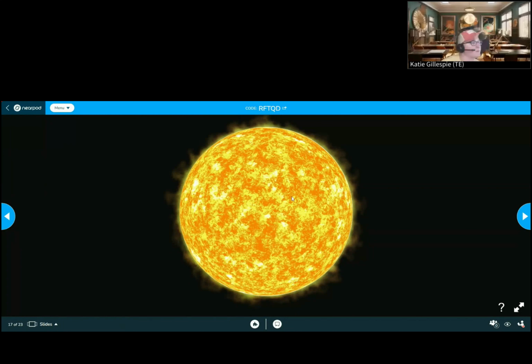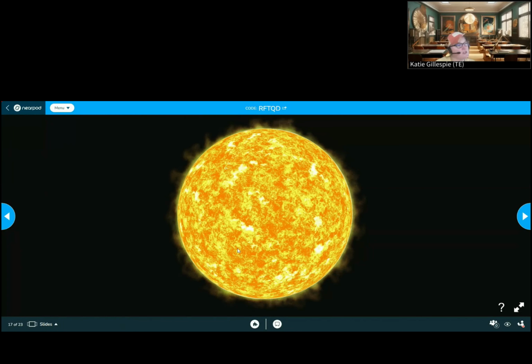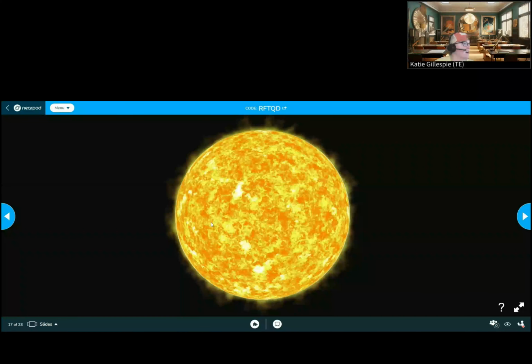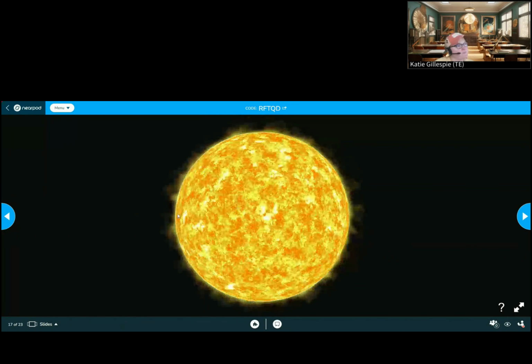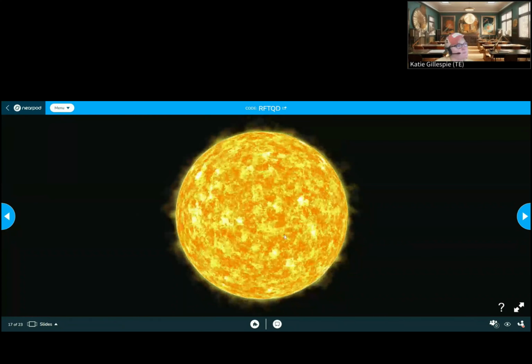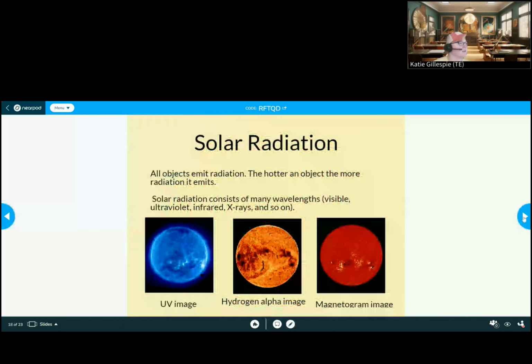I would love for you to play with this when you do your self-paced Nearpod, but this is just a visual of the surface of the sun. You can see all kinds of solar phenomena, which we're going to study in the next unit. You can see flares, and I don't see any prominences particularly, but no sunspots either. But anyway, I put this in here so you can peruse that a little bit. So pause it and take a look at that in the self-paced Nearpod.